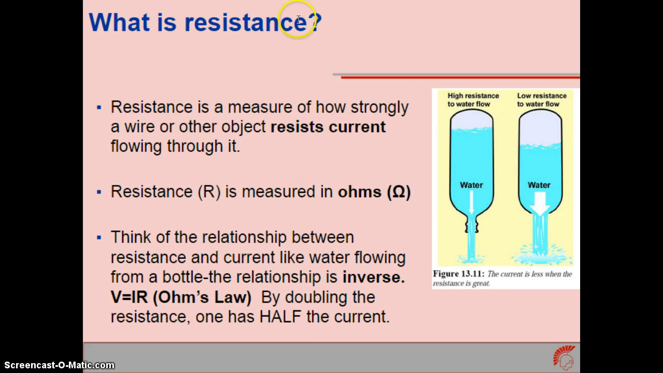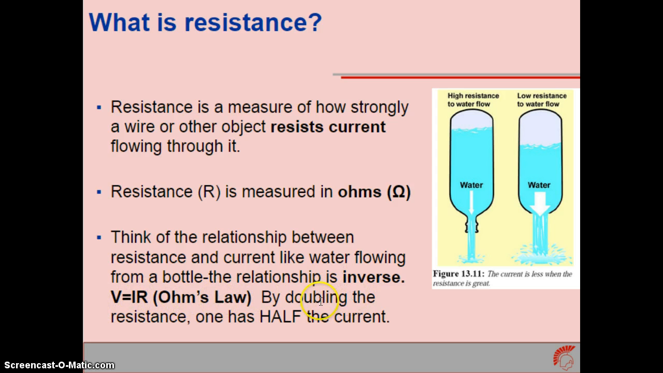So what is resistance? Well, resistance is a measure of how strongly a wire or another object resists current flowing through it. Resistance, capital R, is measured in ohms by the Greek symbol omega. So think of the relationship between resistance and current like water flowing from a bottle, right? The relationship is inverse. Voltage equals current times resistance, right?